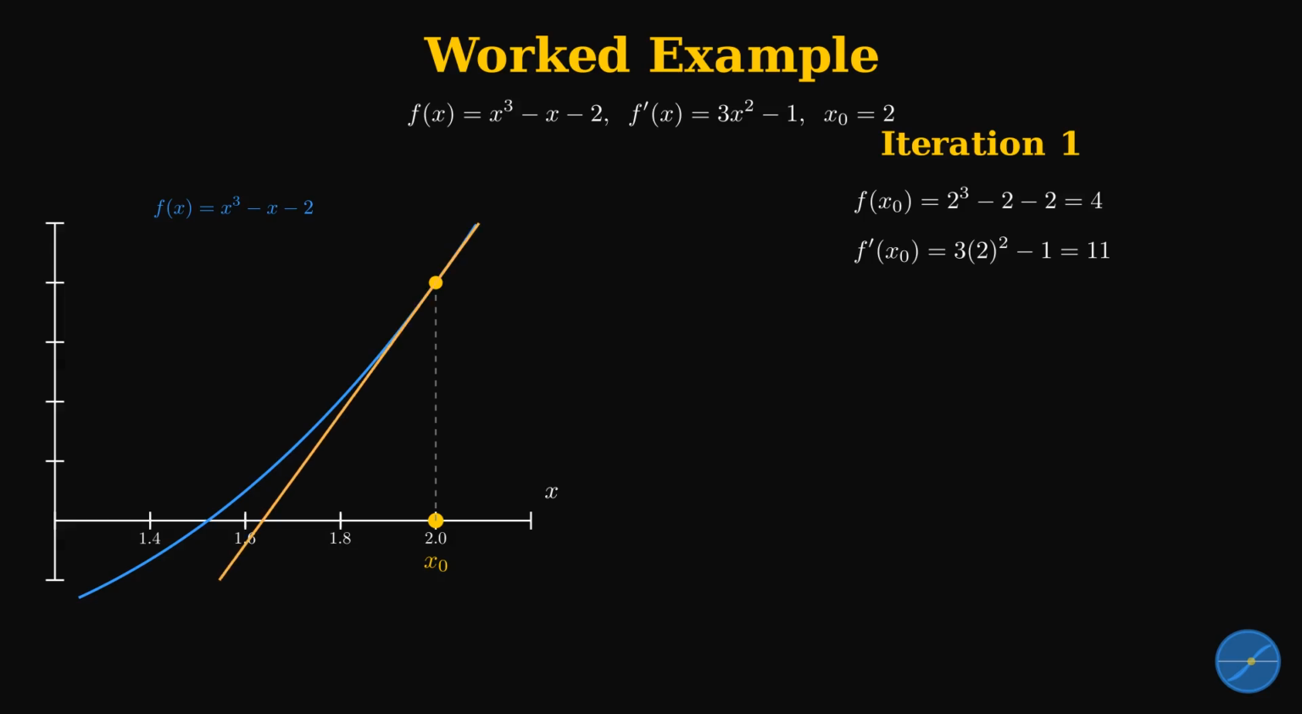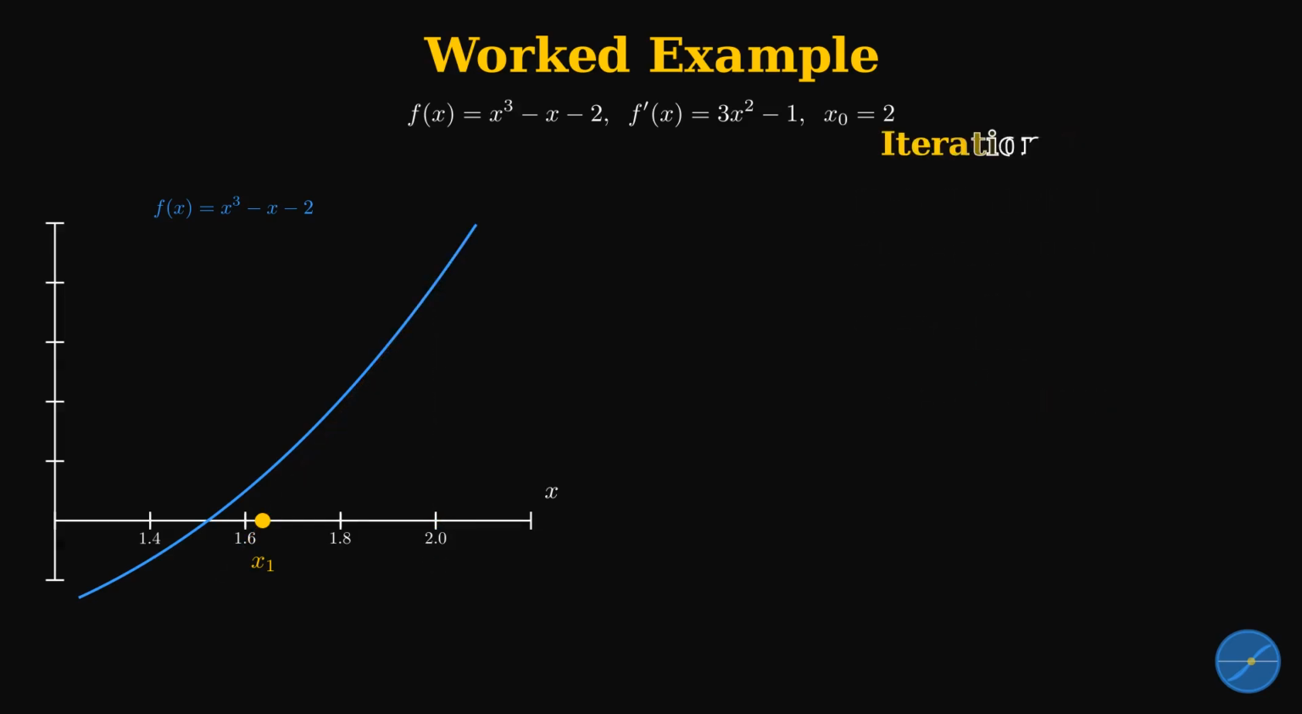Draw the tangent with that slope. x1 equals x naught minus f of x naught over f prime of x naught. That's 2 minus 4 over 11, which is about 1.6364. The tangent lands here at x1. One step and we are already close.